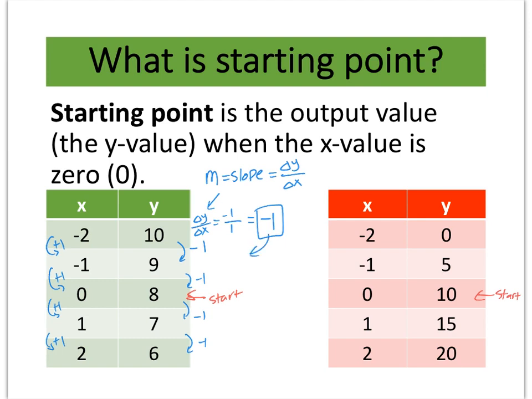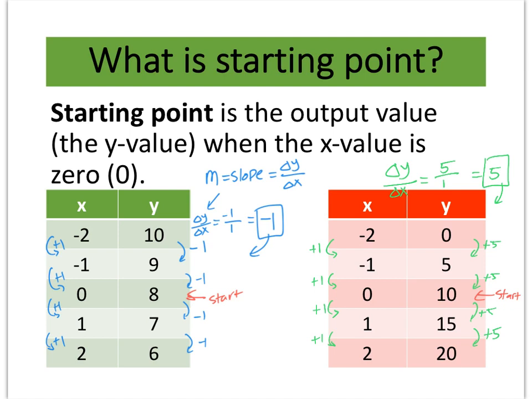If I were to repeat the process for this red function, I would first think about my change in y versus change in x, making sure that it's linear before I do all this work. So +1, +1, +1, +1, and y goes up by +5, +5, +5. So my change in y is 5, my change in x is 1, 5 divided by 1, my slope is 5. So my slope is 5, and my starting point is 10, because it's where I started at 0.